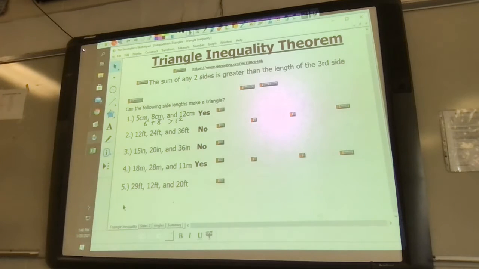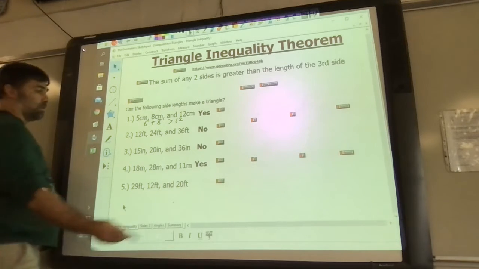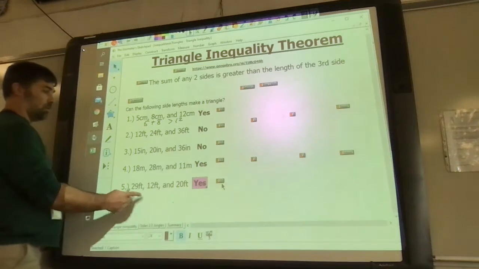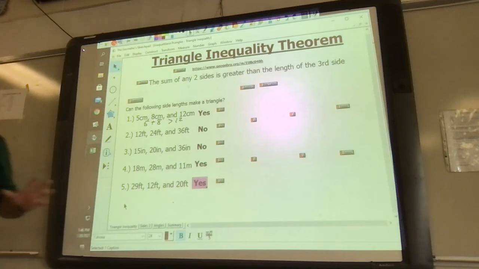And the last one, 29, 12, and 20. 12 and 20 are the smallest, right? Adds up to 32, and 32 is bigger than 29. All right, fairly simple. Okay. Here's the next part.